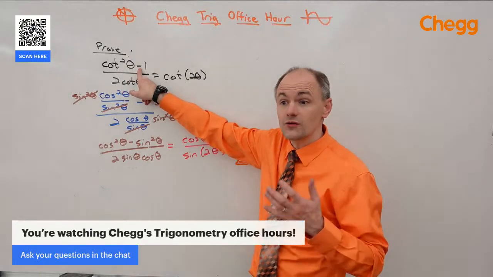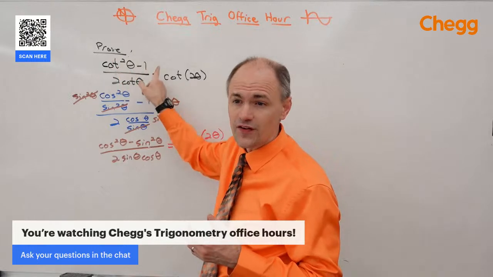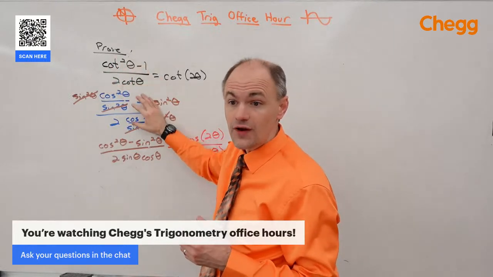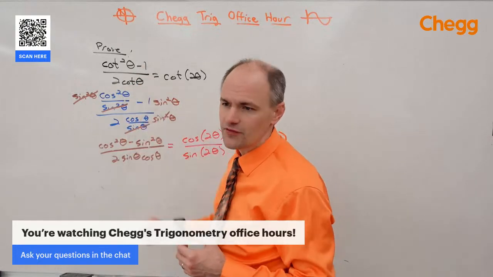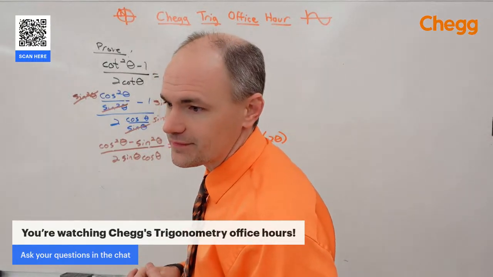Cotangent squared minus 1, you're right, that is a trig identity. That's cosecant squared. So I could have simplified things a little bit as well by making that cosecant squared before I did the sine over cosine step, and that might have made things a little bit easier to simplify from there. So great idea there as well.